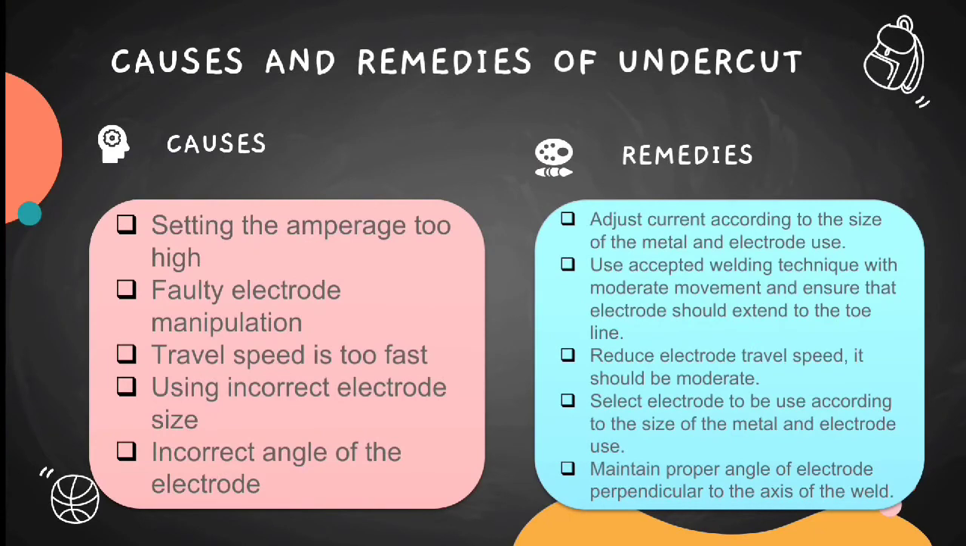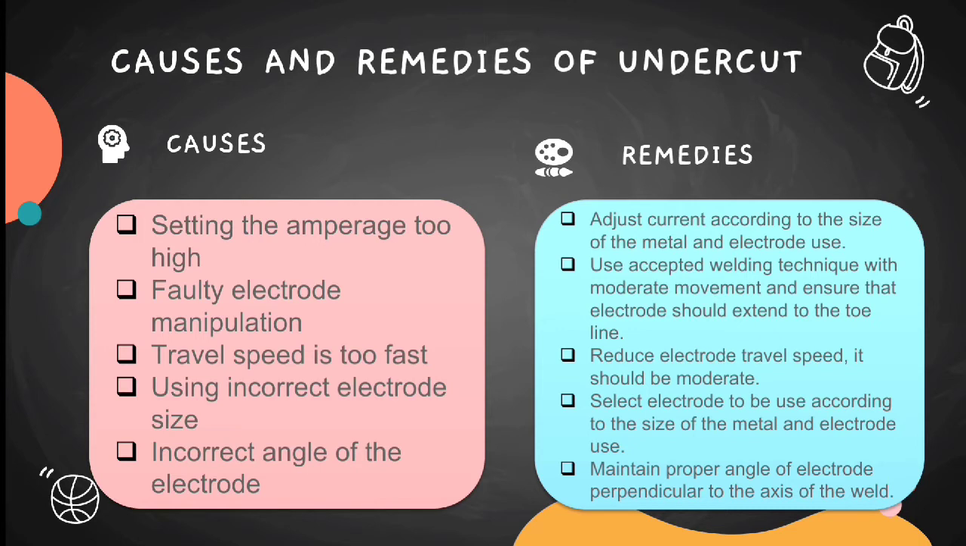How can we lessen having this kind of defect? These are the causes. Number 1, setting the amperage too high. Number 2, faulty electrode manipulation. Number 3, the travel speed is too fast. Number 4, using incorrect electrode size. And lastly, we have an incorrect angle of the electrode.